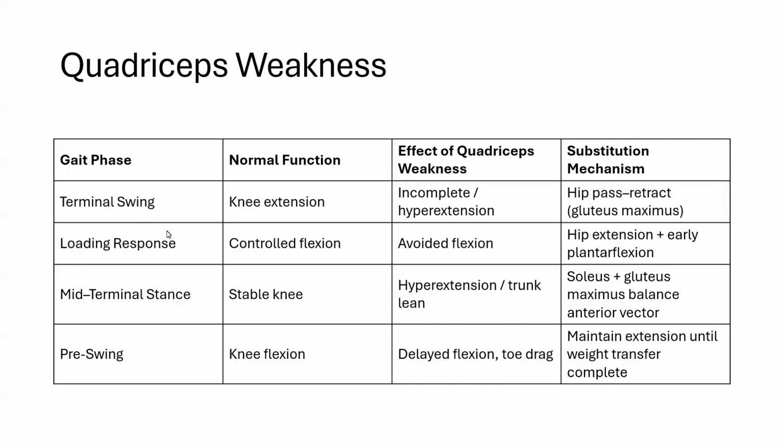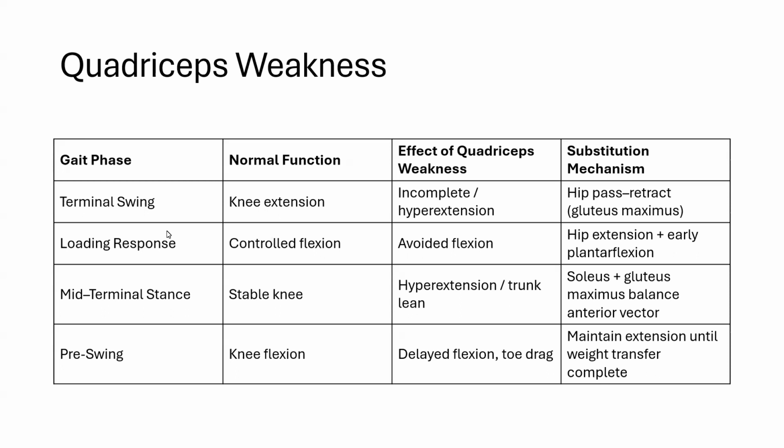In premature ankle plantar flexion, which is early soleus activity, it blocks the forward tibial progression, which prevents the heel rocker, and the knee cannot flex. Meanwhile, the knee stays in extension. So these substitutions preserve walking speed and stability.